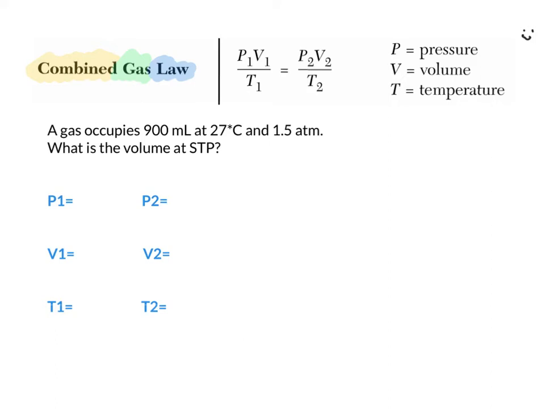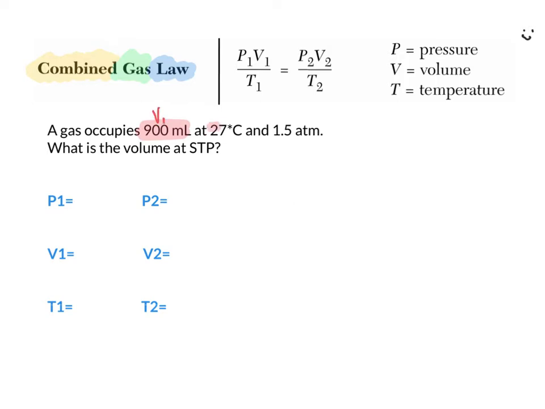A gas occupies 900 milliliters at 27 degrees Celsius and 1 atm. Wow, that was a short sentence, but it was packed with information. So I'm going to highlight the things that I was given. So 900 mLs, I know that is a volume because it says liters, right? So I'm going to write, this must be the volume originally.